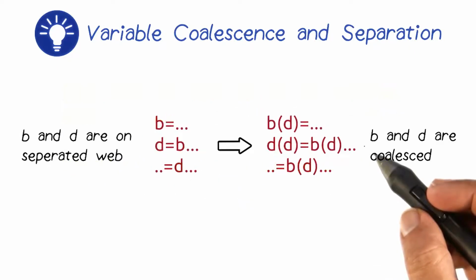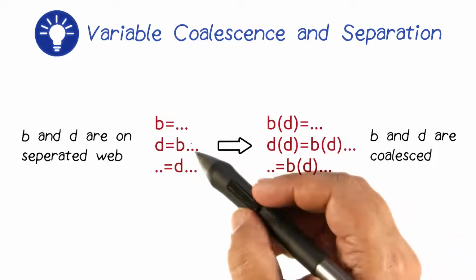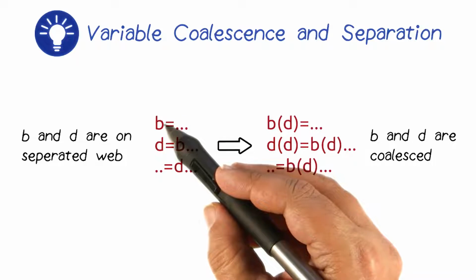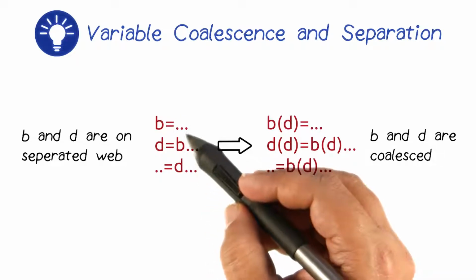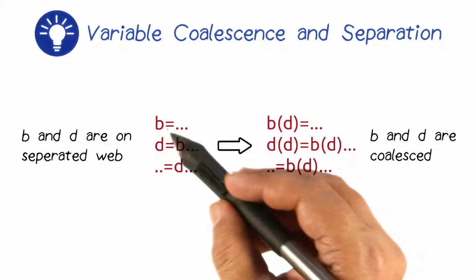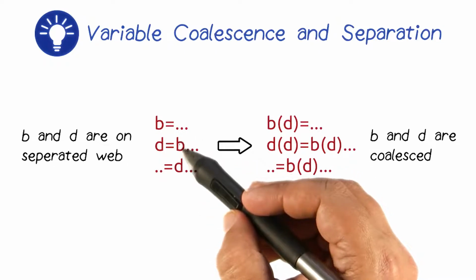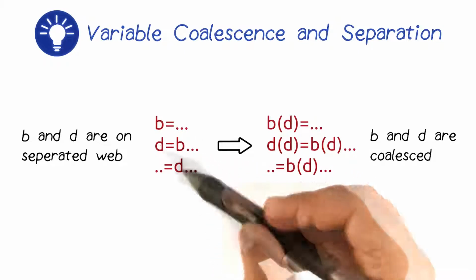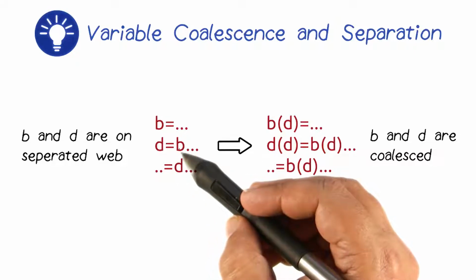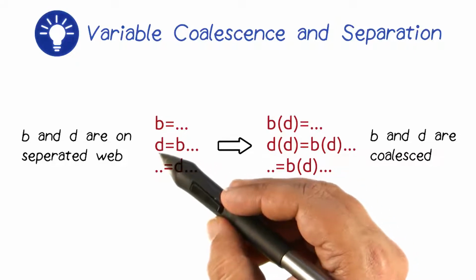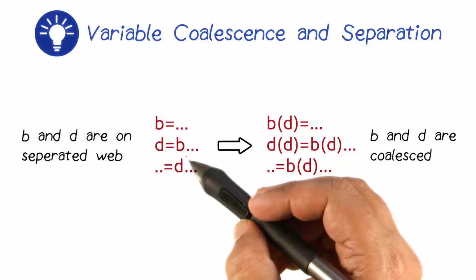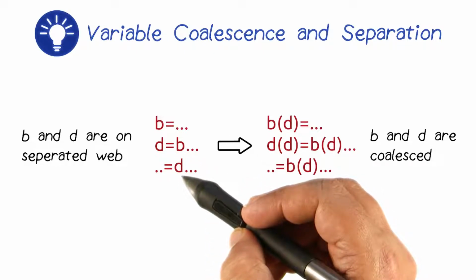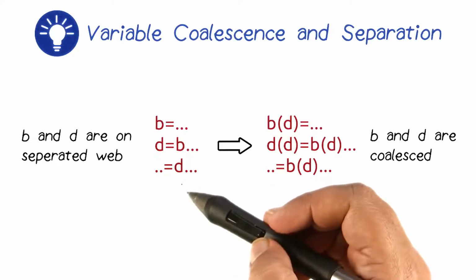To understand this, let us take a look at a very simple example. Here are some memory references. The first one is for B. This is the definition of B, and this is the last use of B. In between there could be some other uses of B here. And so this is the live range for variable B. Similarly, this is the definition of D, which starts only after the last use of B is over, and this particular definition feeds to different uses of D, and the last use of D is over here.